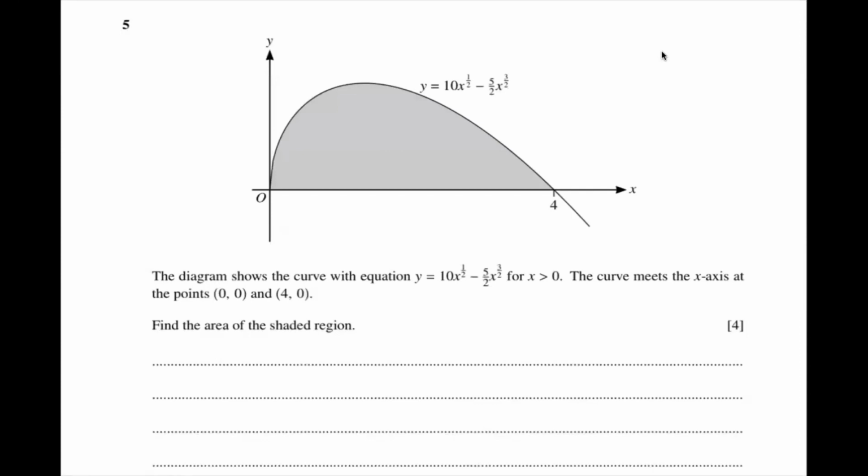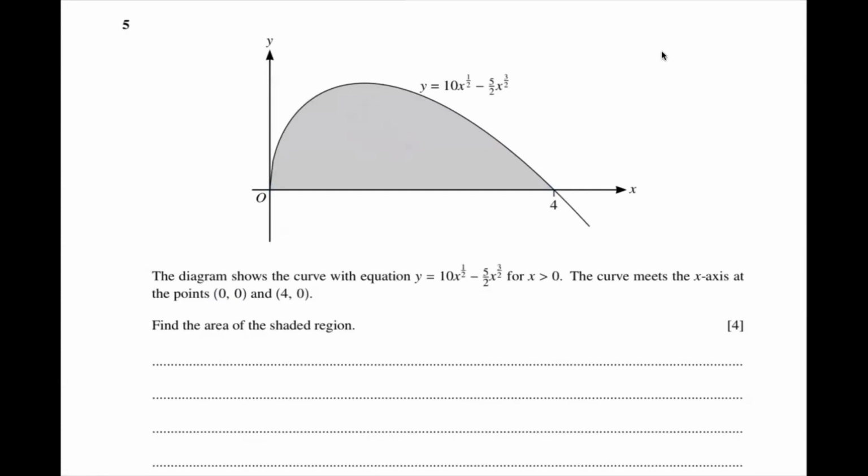Now question number 5 says the diagram shows the curve with equation y equals 10x to the power of half minus 5 upon 2 times x to the power of 3 upon 2, for x greater than 0. The curve meets the x-axis at the points (0, 0) and (4, 0). Find the area of the shaded region.